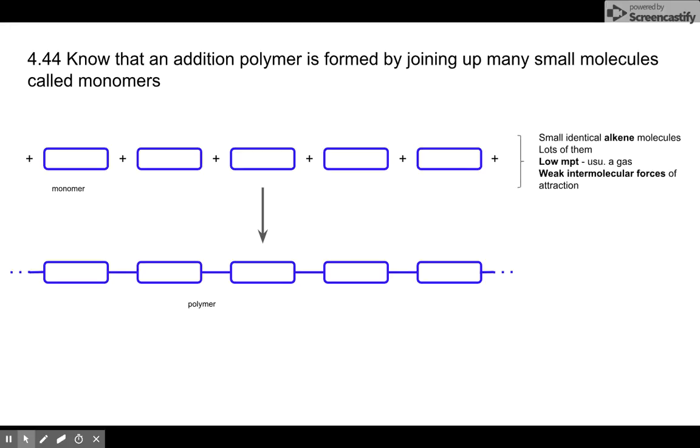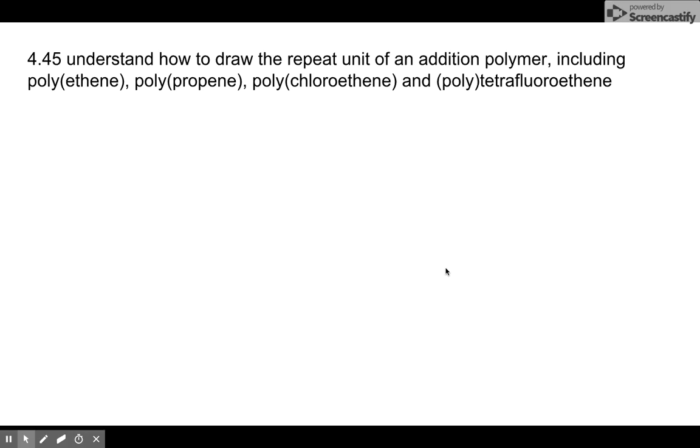In terms of properties, with addition polymerization, we've got to start off with a small identical alkene. Because it's one small molecule, it's got weak intermolecular forces of attraction. That means it's going to have a low melting point, which means it's probably going to be a gas. Our polymer, on the other hand, is a much, much bigger molecule. It's one large molecule, a long chain of repeating units, held together by covalent bonds. And because it's one big molecule, it's got much stronger intermolecular forces of attraction, which means it's usually a solid.